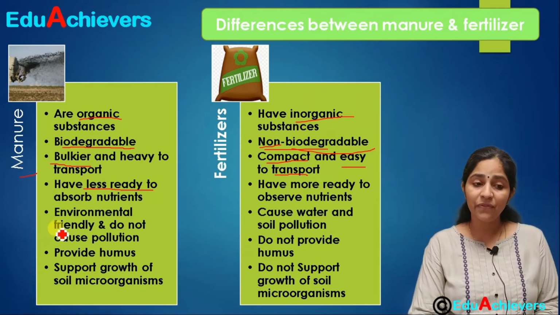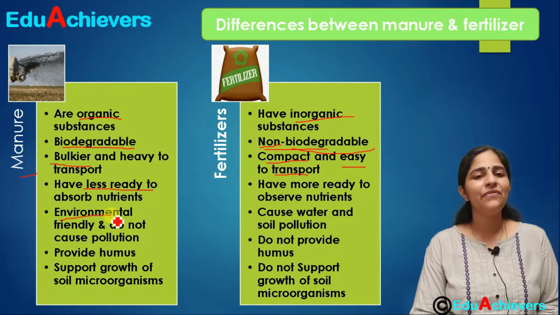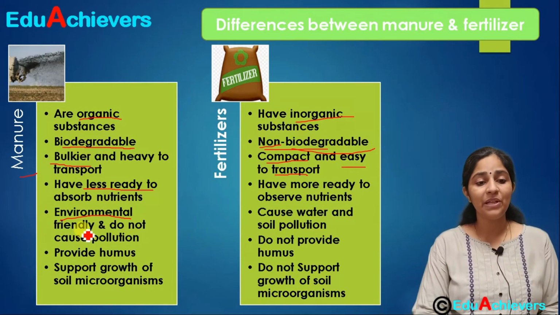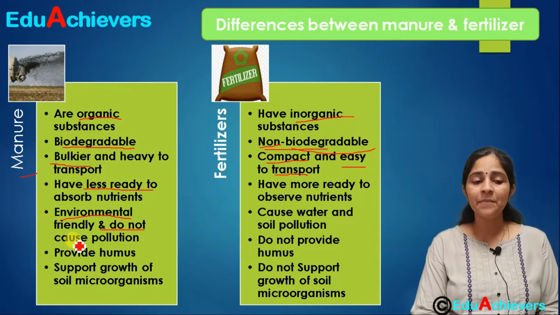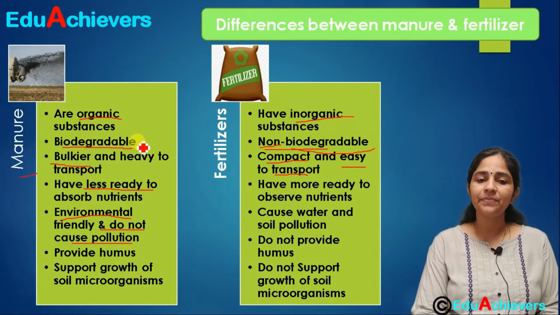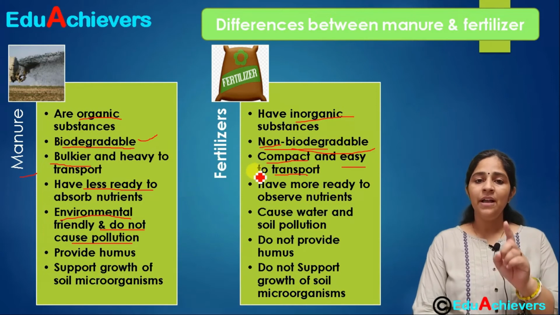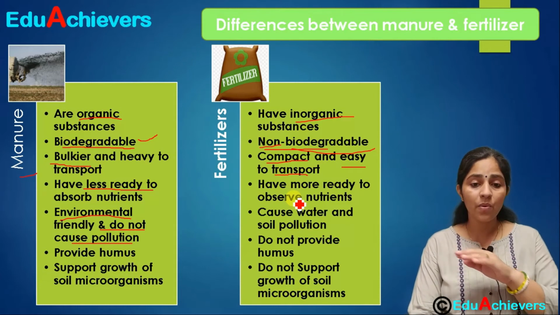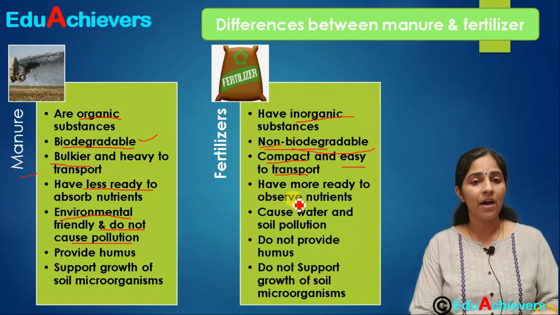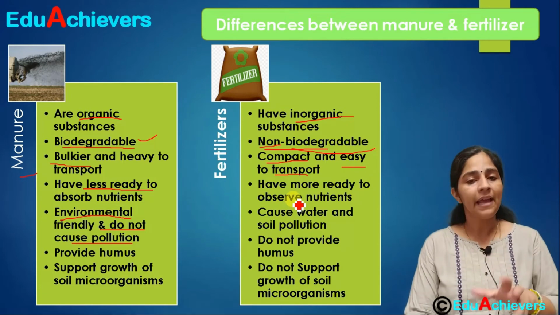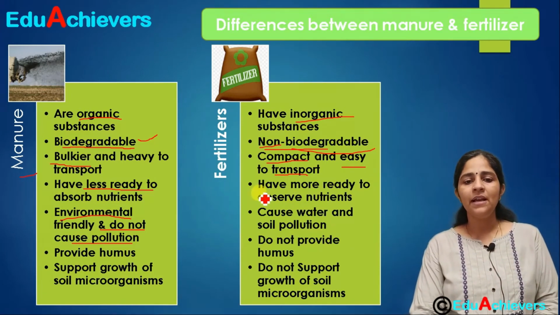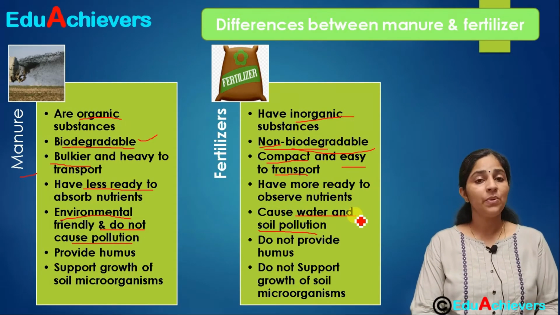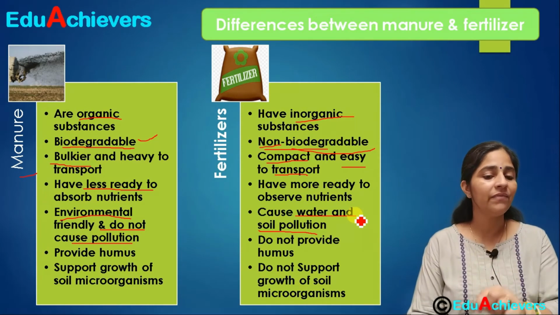But again, as we said, there are limitations and benefits of both. Now, when we talk about further manure points, it is environmentally friendly. Manure is environmentally friendly because it does not cause any type of pollution. If you remember, we have discussed that it is biodegradable. Correct? And fertilizers are non-biodegradable. That means they cannot be broken down in the environment by the action of biological agents. And that's why they cause soil pollution and they can cause water pollution. So they can cause harm to the environment.